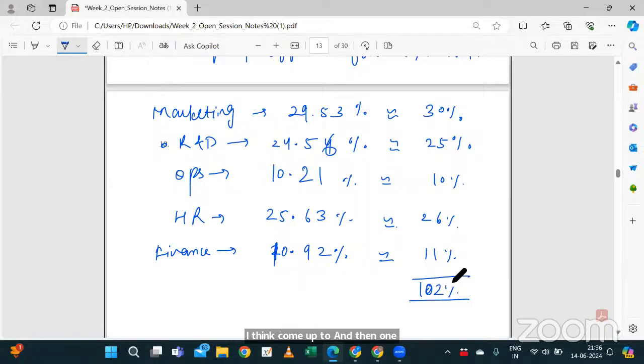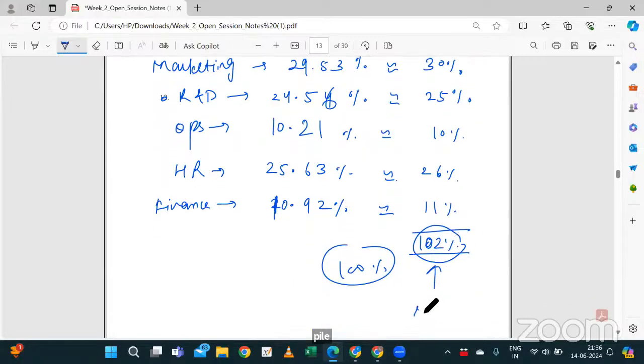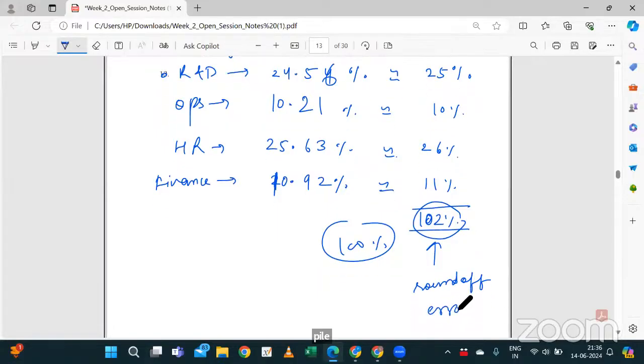But in the case of a pie chart, it should be 100%. So this is something called round-off errors. We have to keep these things in mind. If I'm going to plot a pie chart, then we have to avoid these round-off errors. Sometimes it happens, but we have to keep these things in mind.